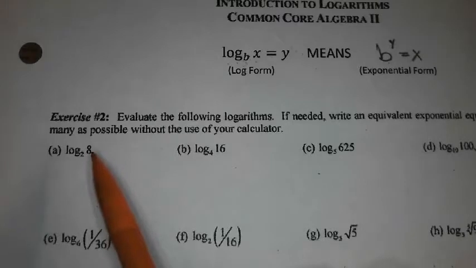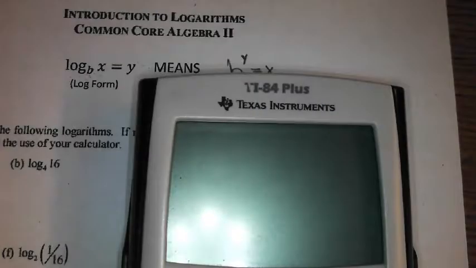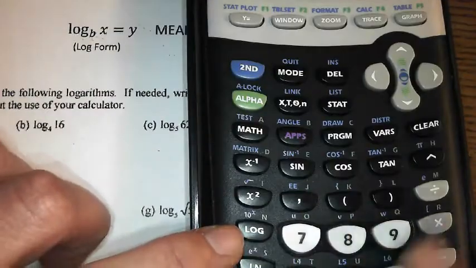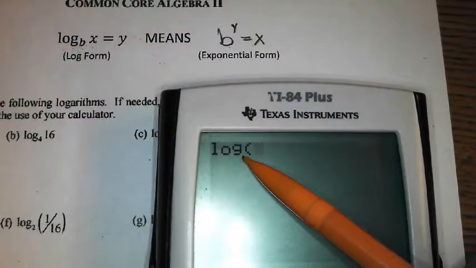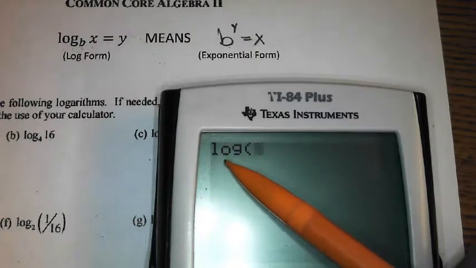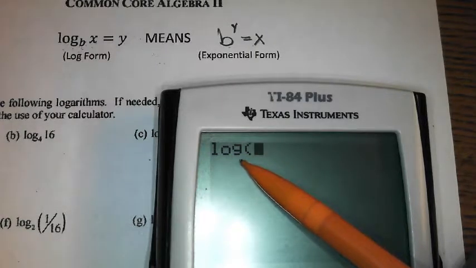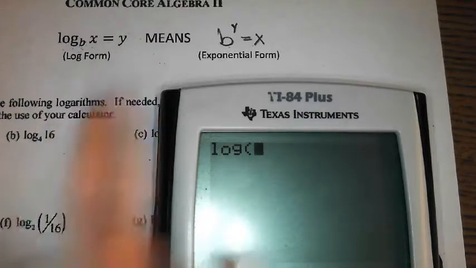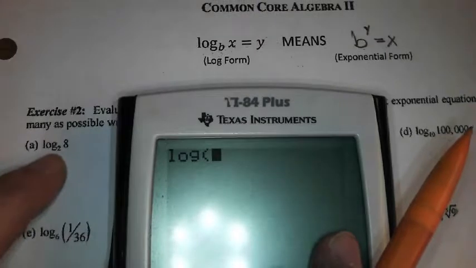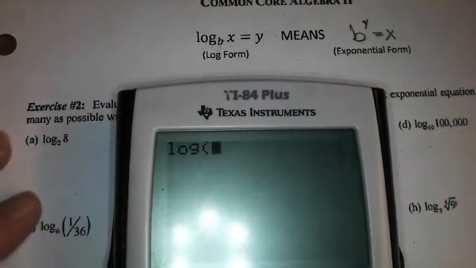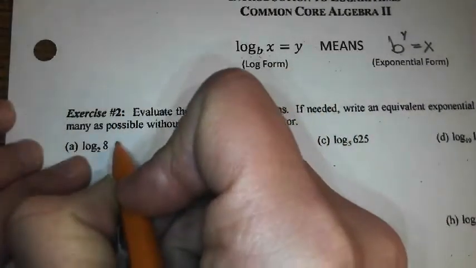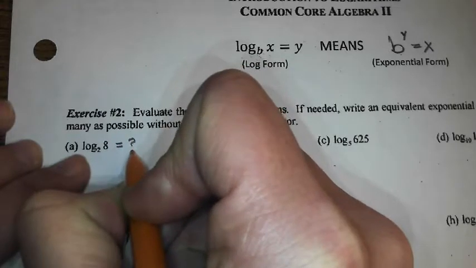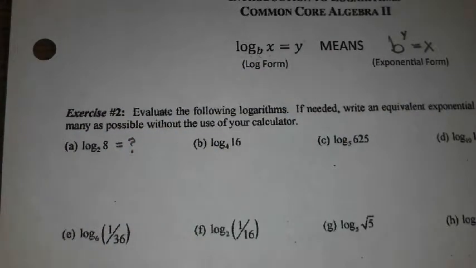They want us to evaluate these. Now, you have a log button on your calculator. Here's the problem, though. Your log button's right here. If you hit that, it doesn't give you a base. Okay? We're going to learn that when you just see a plain old log, it's technically log base 10. So to do log base a number other than 10, like log base 2, we're not going to be able to use that log button. So we have to translate. So we're trying to figure out what this equals. So I'll say equals question mark. And I'm going to translate it.